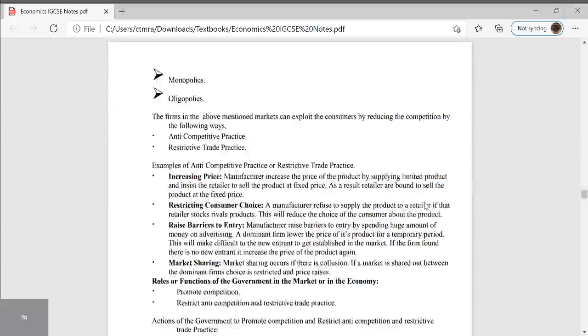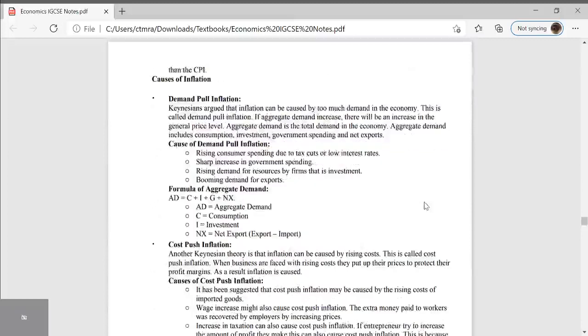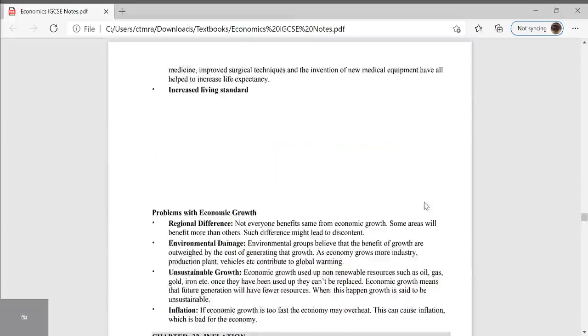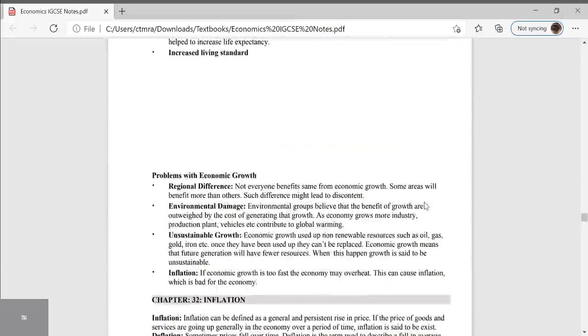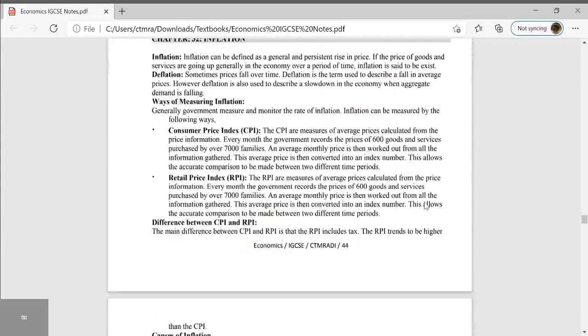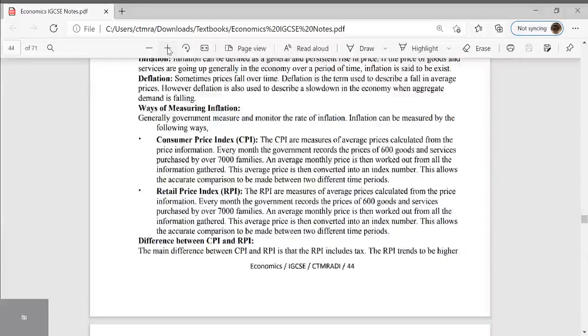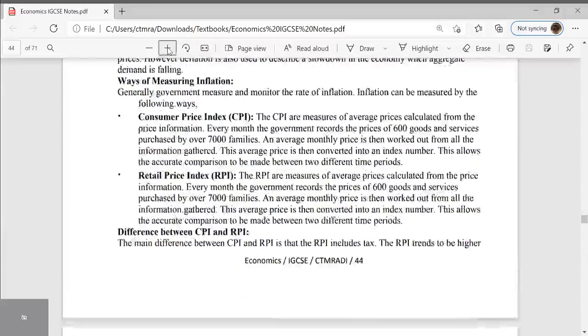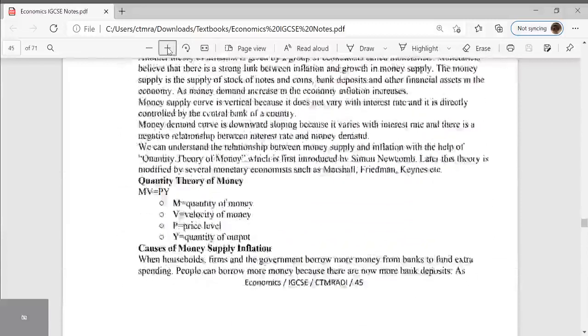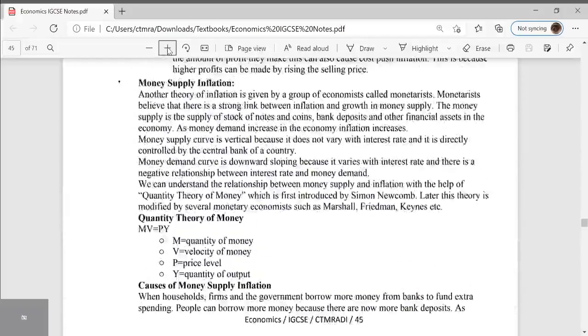Okay, let's start with inflation, right? We finished economic growth and we were doing inflation. So inflation is a very important chapter. We discussed the causes.